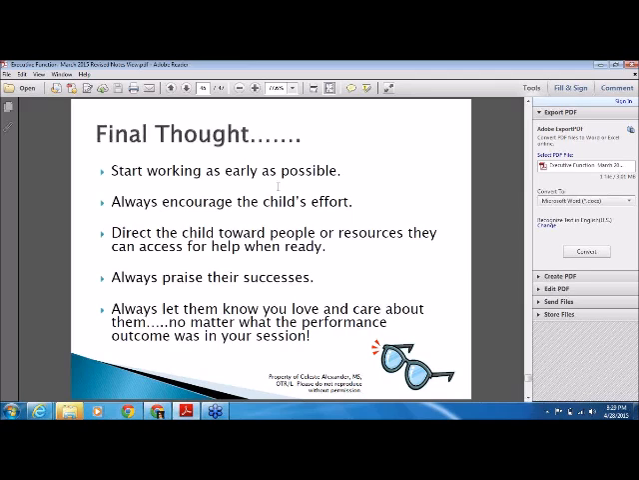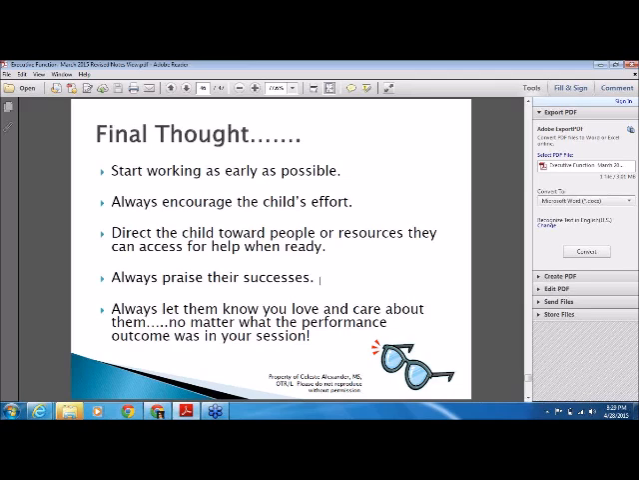Okay. Oh my gosh, 1 minute. Okay, final thought. Start working as early as possible. Those 3-year-olds, 4-year-olds, pre-K, response inhibition, we can do it. We can always encourage the child's effort. We can direct the child towards people or resources they can access for help when they're ready.